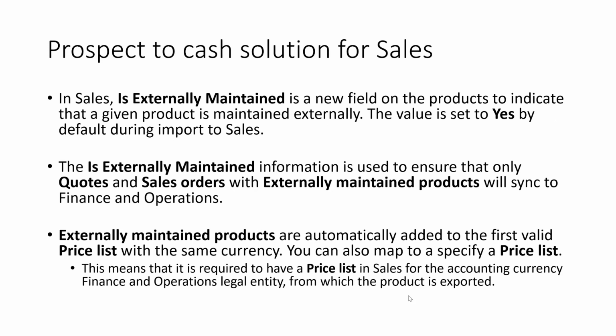On the sales side, as mentioned earlier, we have this externally maintained field that we have added, and we set the value to yes when we do the import, meaning that we know in the sales system that this product came from finance and operations, and we use this information to ensure that you don't modify it here. So we make it read-only, but only the products that came from finance and operations become read-only.